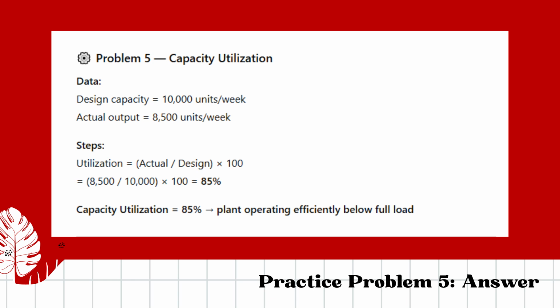Explanation. Problem 5. Capacity utilization shows how much of the available capacity is actually being used. We divide actual output by the total capacity and convert it to a percentage. 8,500 divided by 10,000 equals 85%. That means the factory is running at 85% of its potential. Healthy performance, but with some room to grow.